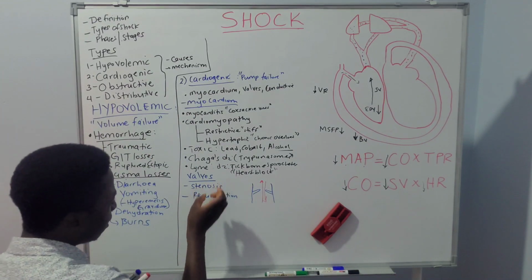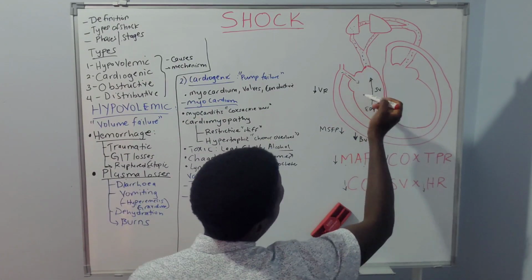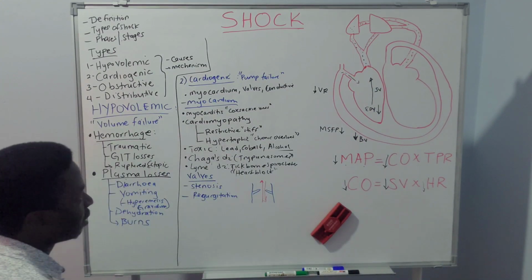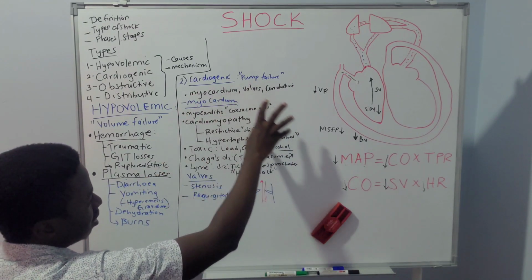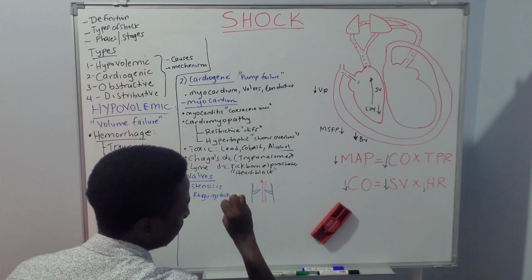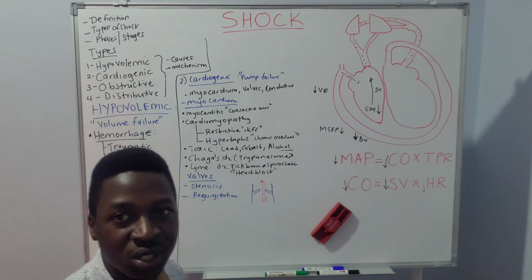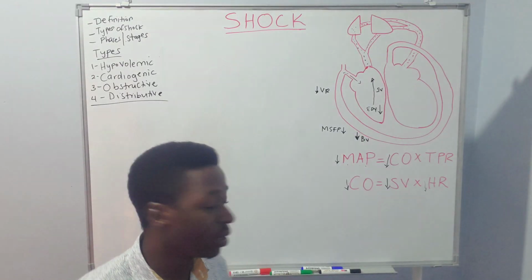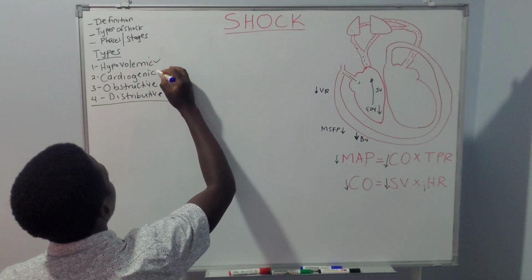Even for stenosis, if this valve is completely closed, meaning that you're not ejecting blood, definitely the stroke volume is going to decrease, cardiac output will decrease, and mean arterial pressure will also decrease. So this is about cardiogenic shock. The problem is the heart, the pump, and this is affecting the contractility, either the stroke volume or the heart rate, and definitely decreases the cardiac output, and even the mean arterial pressure also decreases. So we are done with hypovolemic shock and cardiogenic shock.